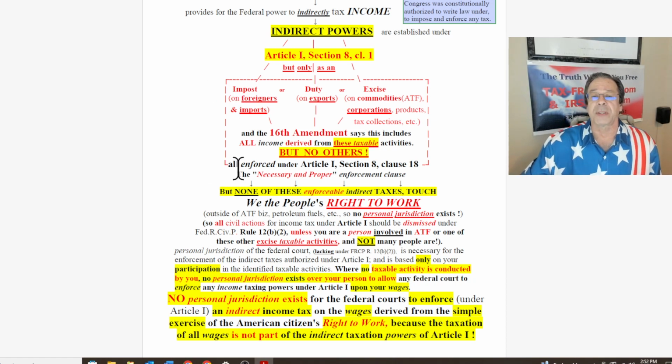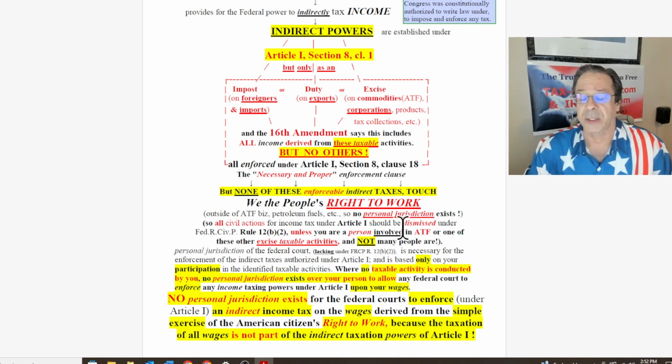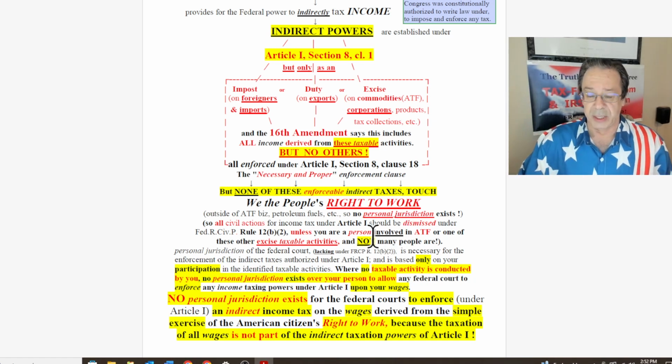So previous to the 16th Amendment, there is no authority to tax the people's right to work. Didn't exist, never happened, wasn't done. Income tax, on the other hand, did exist. It just wasn't an income tax as we know it.